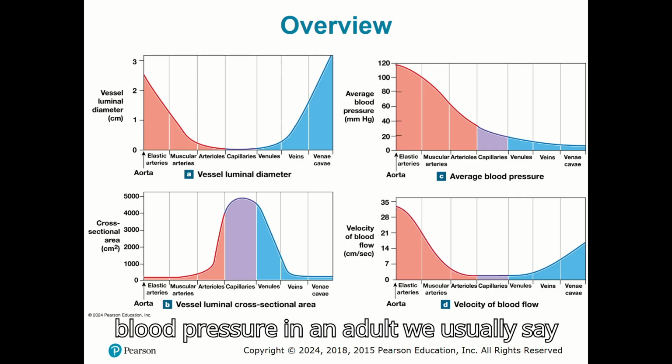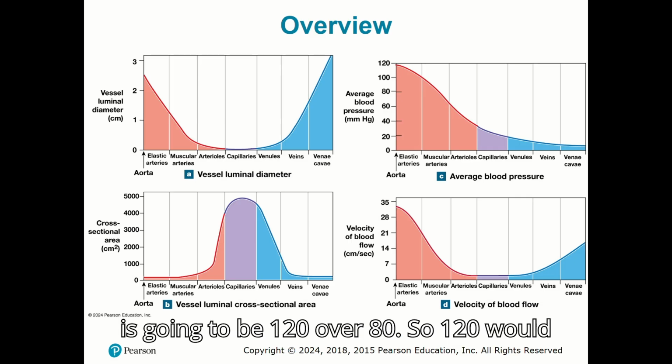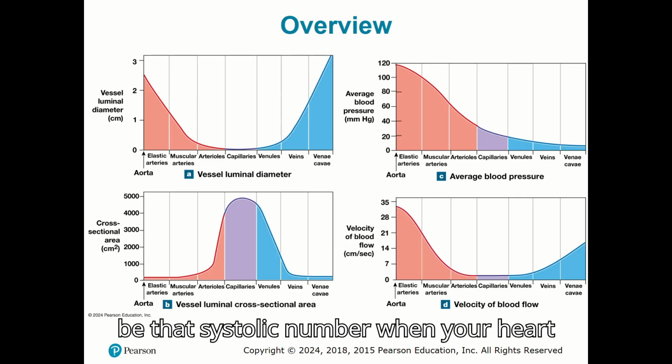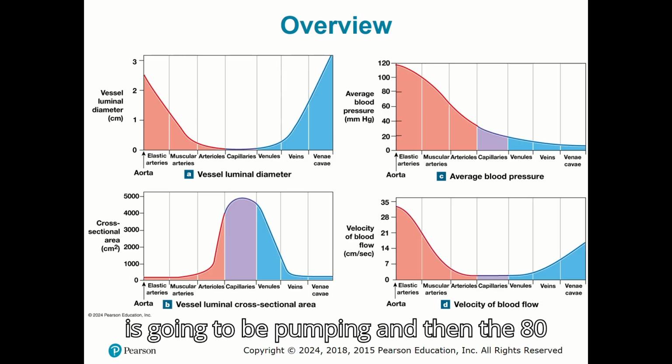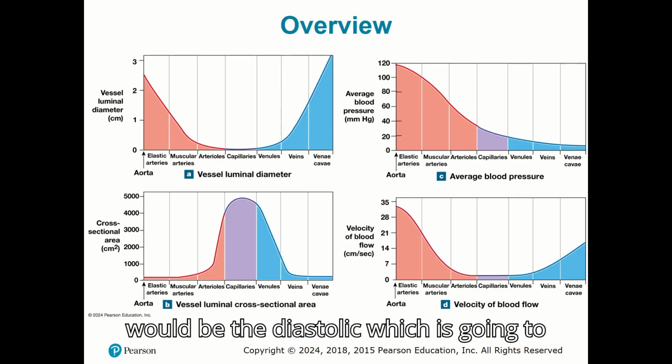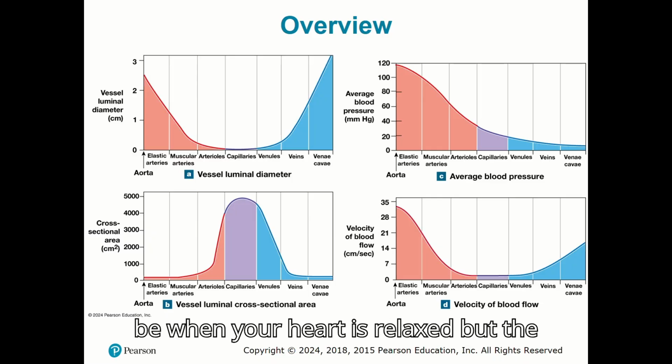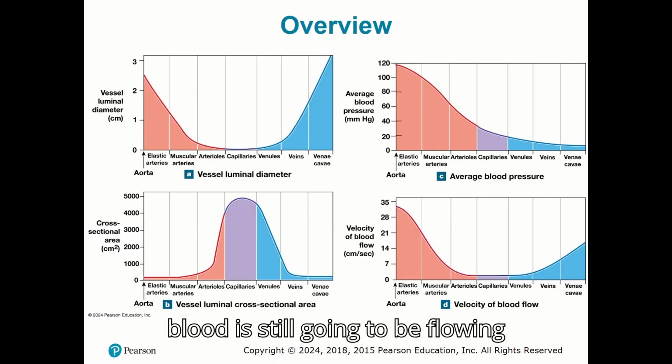Average blood pressure in an adult, we usually say, is 120 over 80. So 120 would be the systolic number, when your heart is pumping, and then the 80 would be the diastolic, which is when your heart is relaxed, but the blood is still flowing through.